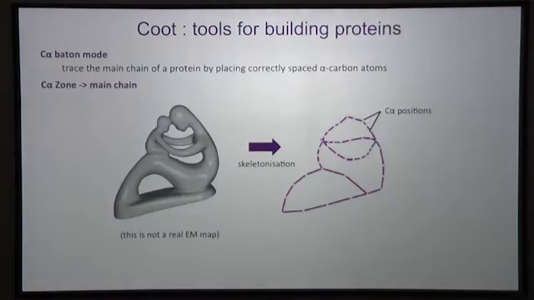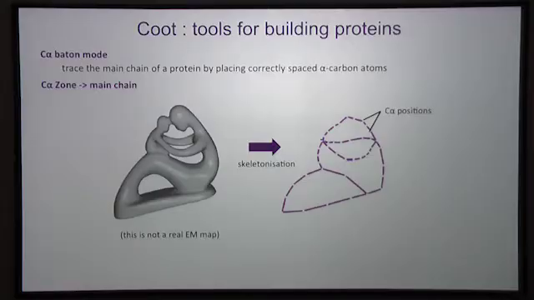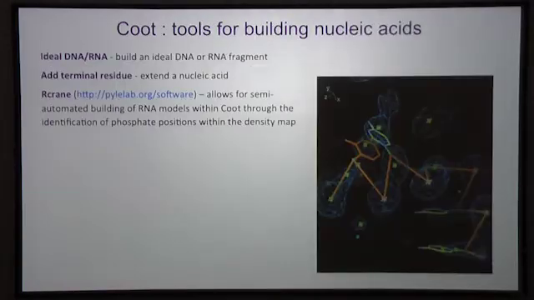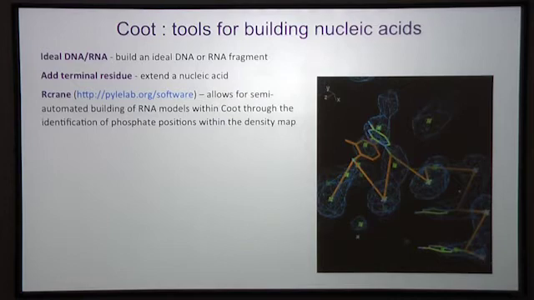If you didn't want to build one residue at a time, you can use this C-alpha baton mode in COOT, which starts off by taking your density and converting that into a skeleton based on where the density is highest. You can then trace this skeleton along, placing C-alphas at closely spaced intervals. And then you can just take the C-alpha trace, convert that into a main chain, and then assign a sequence to that main chain.